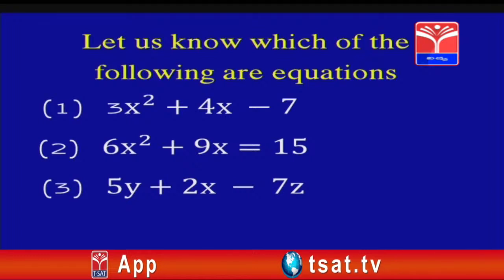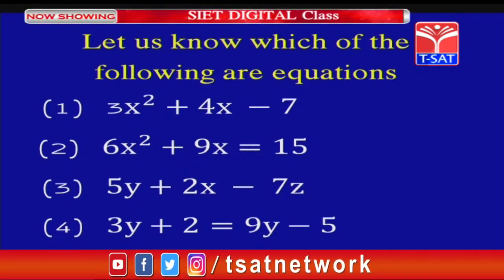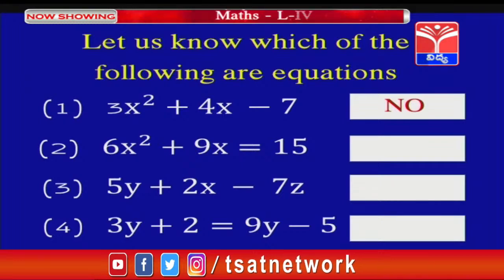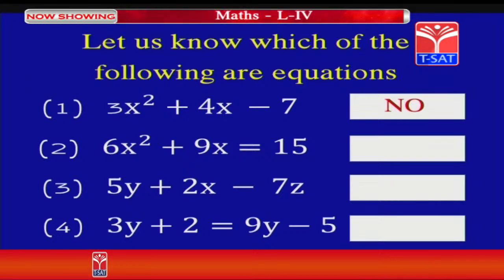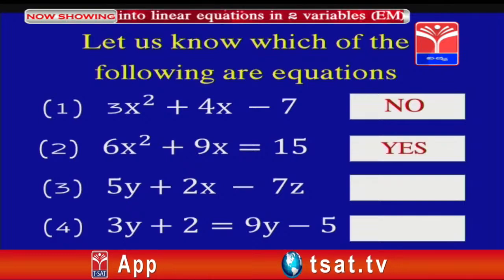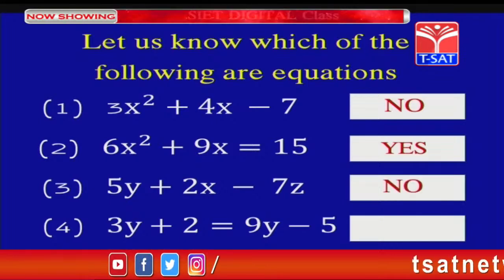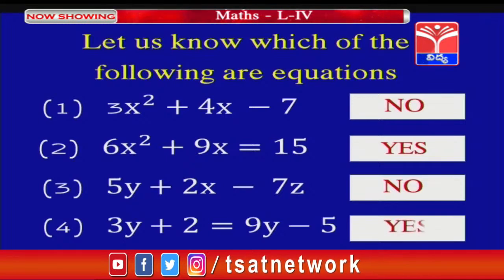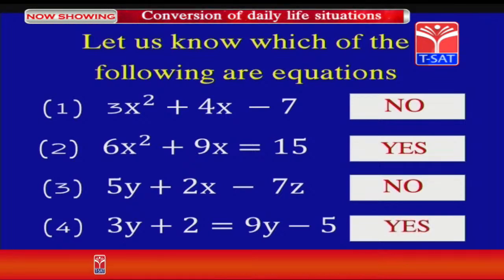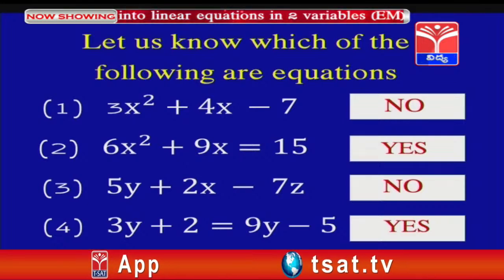3y plus 2x minus 7z, 3y plus 2, is equal to 9y minus 5. First one is not an equation, because it contains only one expression. Second one is an equation, because it contains both LHS and RHS. Third one is not an equation, whereas 3y plus 2 is equal to 9y minus 5 is called an equation.